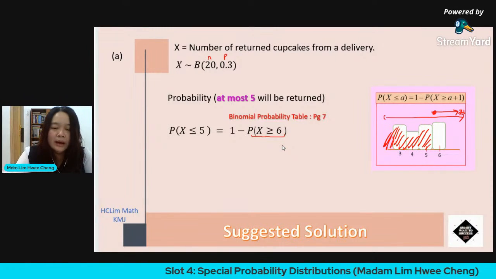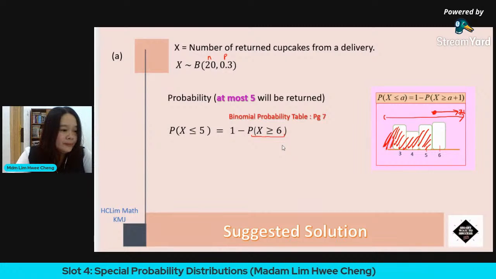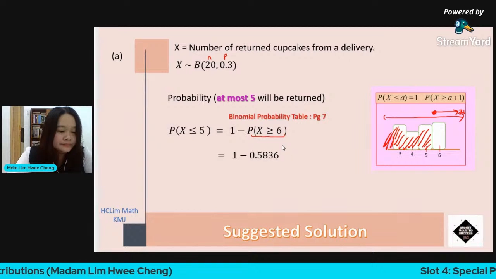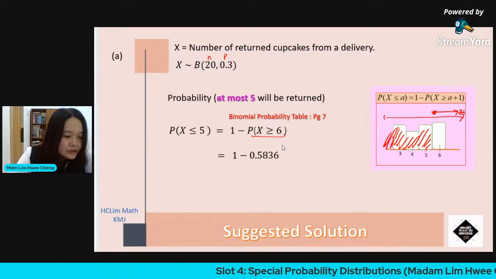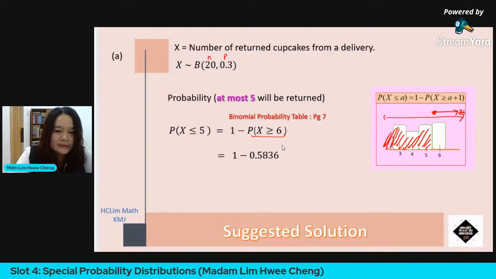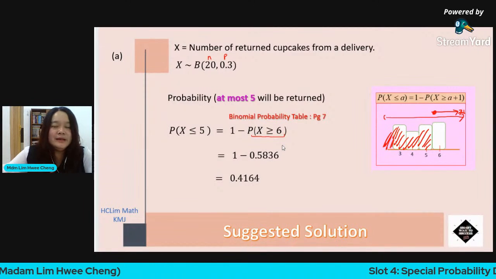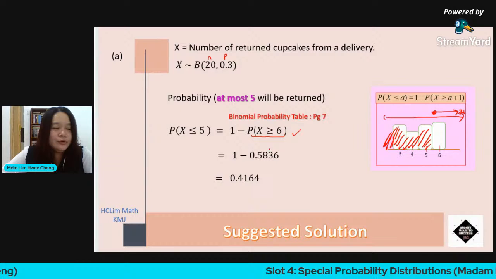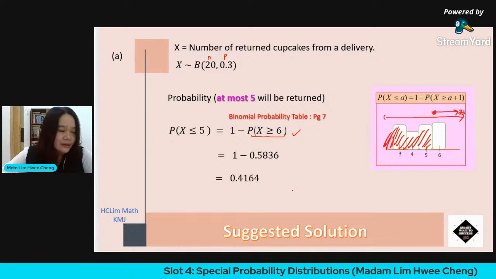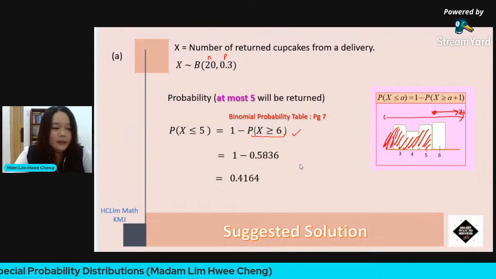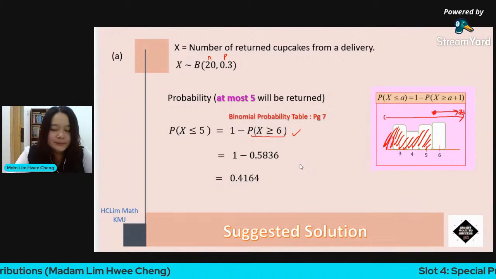So I have 1 minus 0.5836. Okay, Syafika said 1 minus, good. So you will get 0.4164. You see, once this is correct, reading is no problem. Once this is wrong, the whole thing is gone. 3 marks is gone. So please be careful. Ready? Take notes of this.